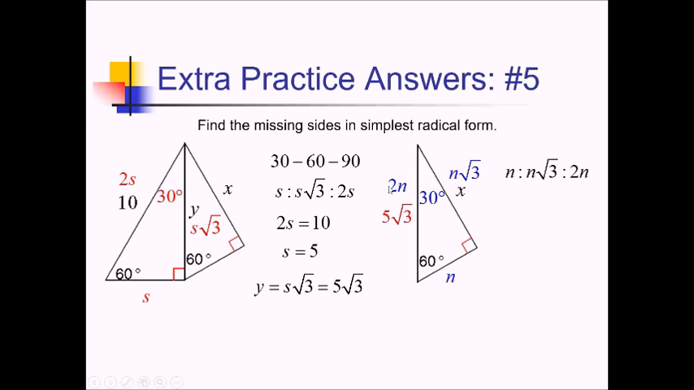Since 2n equals 5 radical 3, dividing by 2 there gives me an n value of 5 root 3 over 2. And now if I want to find x, we know that x is the same as n radical 3. So that means we're going to have 5 radical 3 over 2 times radical 3. Well, root 3 times root 3 is just 3. So we've got 3 in the numerator times 5 is 15. And so that's 15 over 2.